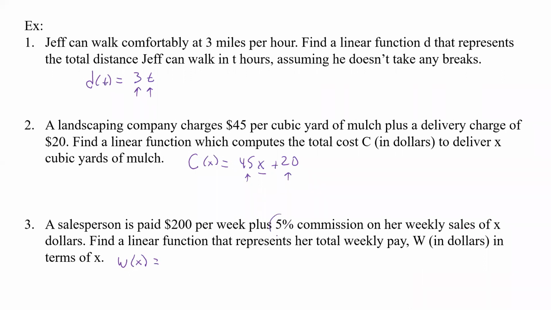So whenever we put things from a percent, we always have to convert that to a decimal. That's going to be 0.05. That's going to be the percent times how much she makes, X dollars, and then plus a standard rate of $200 per week, no matter what. So if she sells nothing, she's going to make $200. But if she sells 50,000, it's going to be 50,000 times 0.05 plus $200. And so that's going to be our function that represents her total weekly pay. So basically our base pay plus the commission part of it.